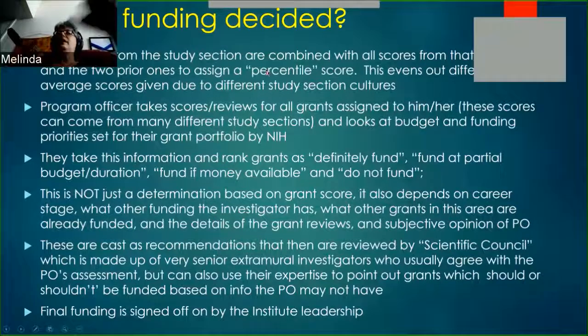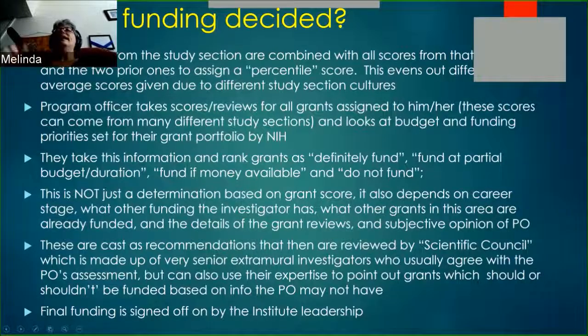So this does 2 things. It evens out differences in average scores due to different study section cultures. It also evens out the vagaries of whether or not sometimes a study section will get lots and lots of great grants at a meeting, and the next study section meeting will get lots and lots of drecky grants. So the idea is to average out those sort of different random differences just because of study section meeting.